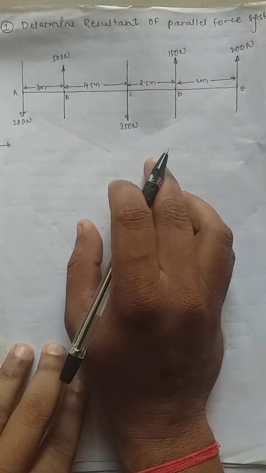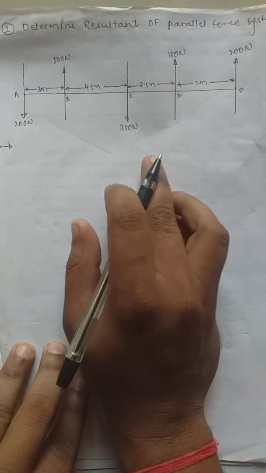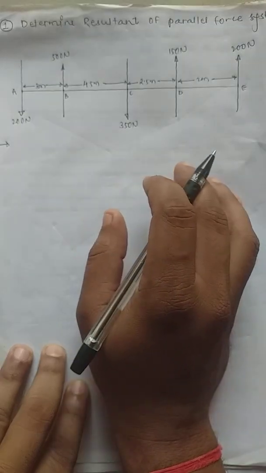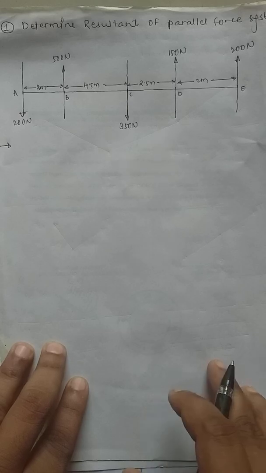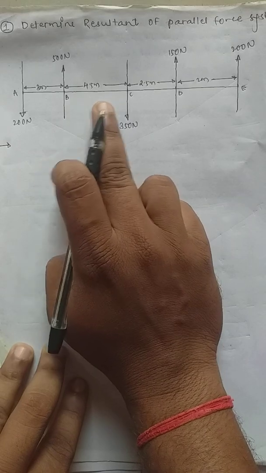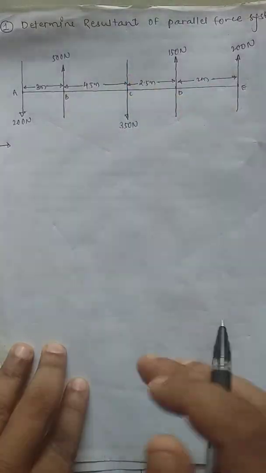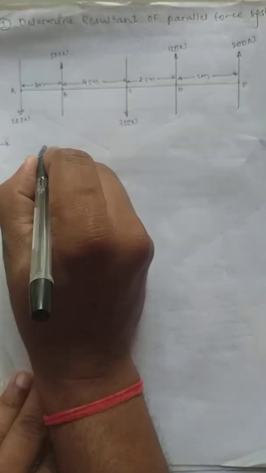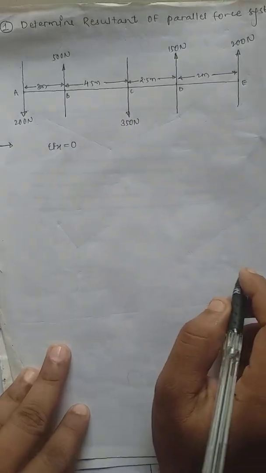Summation of Fx will be 0. First of all, we'll find the summation of Fx, then the summation of Fy. We'll find the resultant: resultant is equal to square root of Fx squared plus Fy squared. Only instead of finding the angle with respect to the x-axis, we will locate the resultant. Locating the resultant means we'll find the perpendicular distance of the resultant from any point by using Varignon's principle. Since all the forces are vertical, summation of Fx is equal to 0 because there is no horizontal force acting.